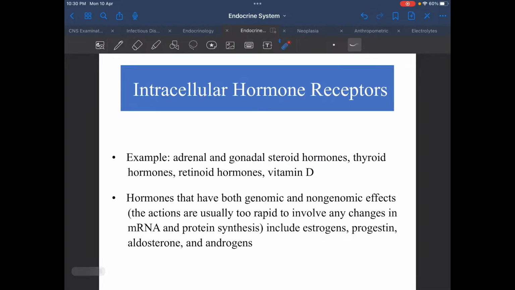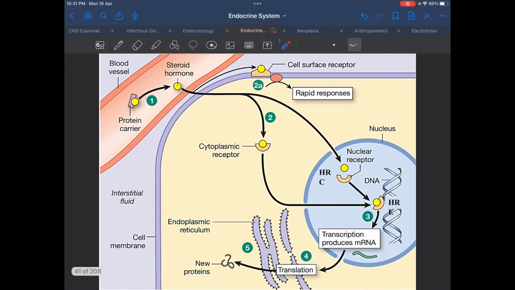And what about the intracellular hormone receptors? We already know what they are mainly for. They're mainly for steroid hormones and your thyroid hormones, even retinoid hormones, like for vitamin A and even vitamin D hormones. All of them are intracellular hormone receptors, either cytoplasmic or nuclear. Okay? So this is what is happening.